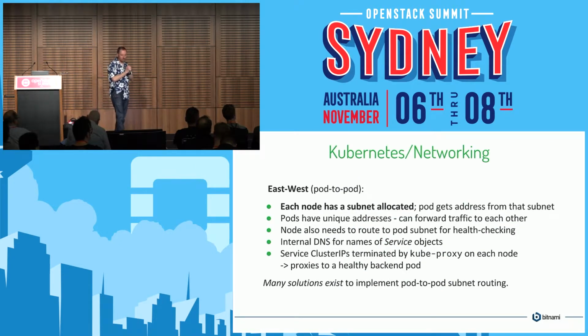Networking is an interesting part of Kubernetes, so I wanted to spend a little bit of time on this. East-west networking, or pod-to-pod networking. Every host gets allocated a subnet. Pods that are running on that host get an address allocated from that subnet. So from a networking point of view, all you need to do is make sure that subnet gets routed to that host. And the subnet for this other host gets routed to that host. The subnet for that host gets routed to that host. That's all you have to achieve. Very simple.